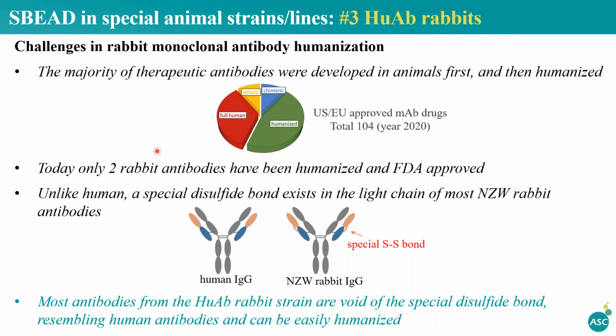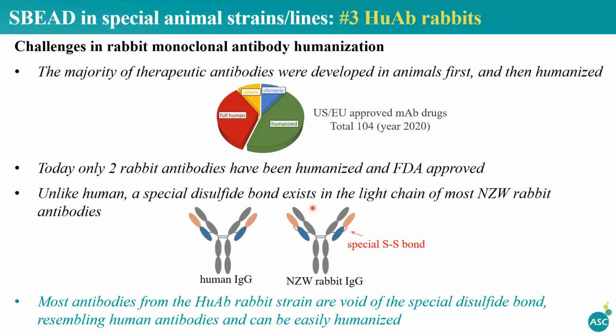In 2019, 2 humanized rabbit antibodies received FDA approval. The reason why rabbit antibodies are used much less often for therapeutics than mouse antibodies is manifold. But one of the reasons is that the rabbit antibody, especially the light chain, has a structure that is quite different from human antibodies.